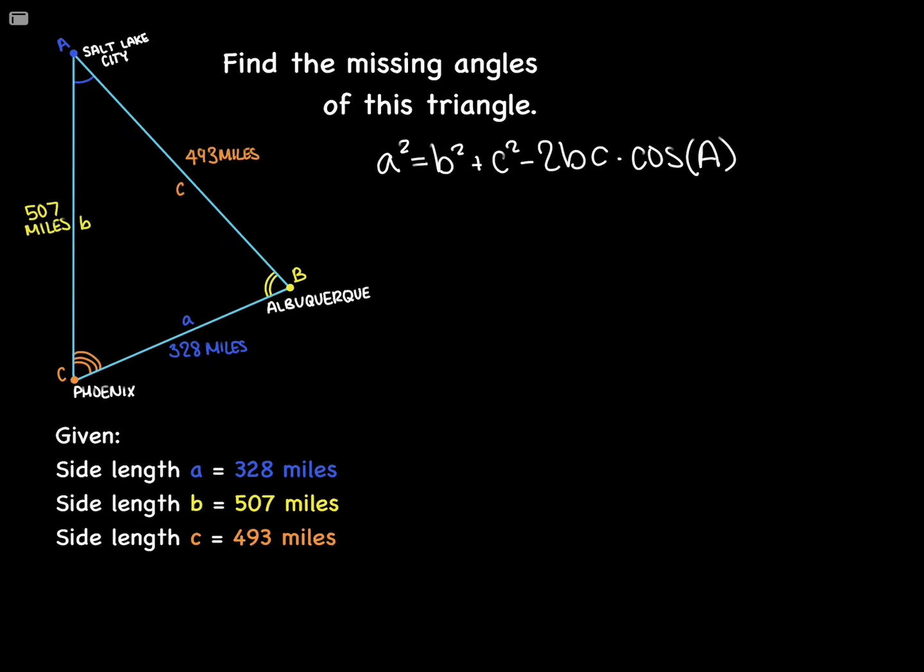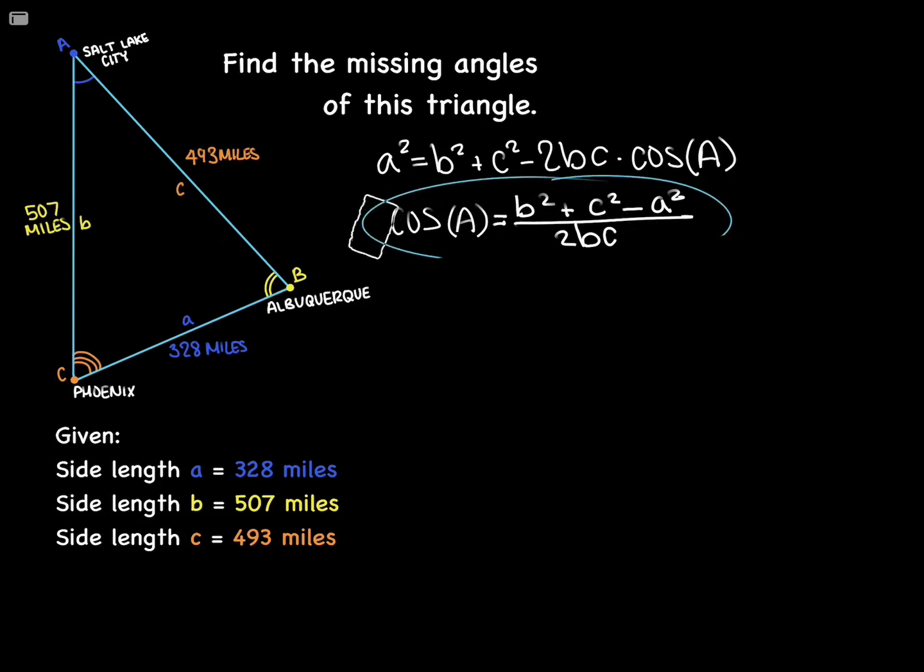Through a little algebraic manipulation, the rearranged form looks like this. The cosine of A equals b squared plus c squared minus a squared over 2bc. This is the form we will use to solve our problem.